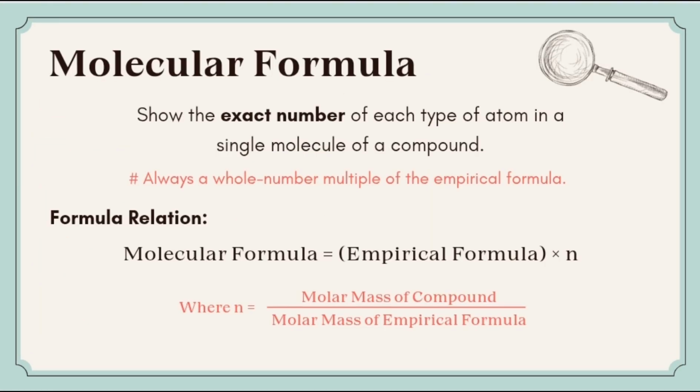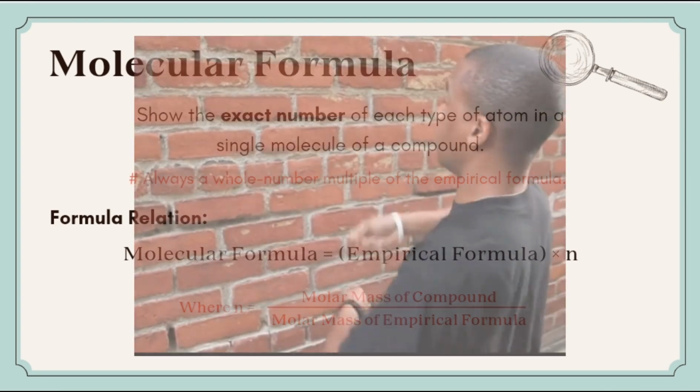Now for the molecular formula. The molecular formula shows the exact number of each type of atom in a single molecule of a compound. Unlike the empirical formula, it tells us the actual structure of the molecule. Importantly, the molecular formula is always a whole number multiple of the empirical formula. The relationship is given by molecular formula equals empirical formula multiplied by n, where n is the ratio of the molar mass of the compound to the molar mass of the empirical formula.